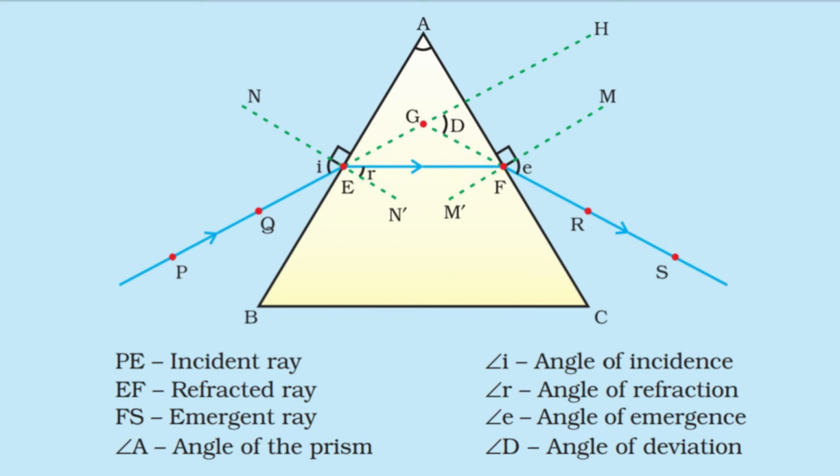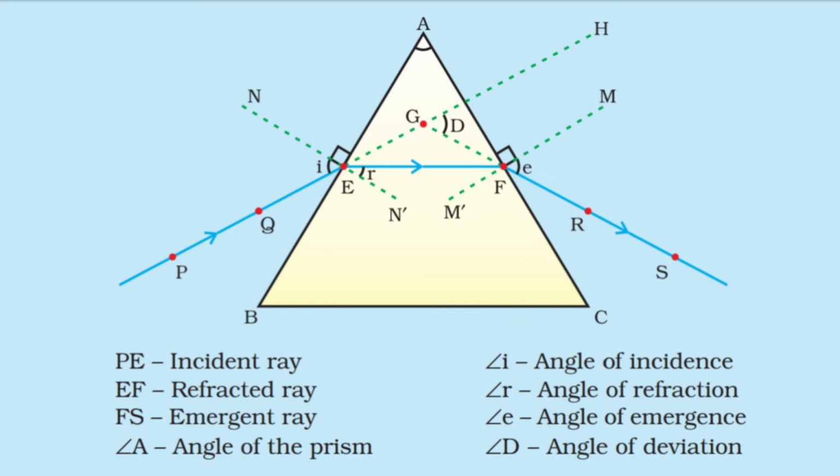Now angle I, the angle of incidence. See here, angle PEN is the angle of incidence. Angle R, the angle of refraction. Where is the angle R? See here, at the E position, angle ENF, sorry, ENF is the angle of refraction. That is angle R, the angle of refraction.